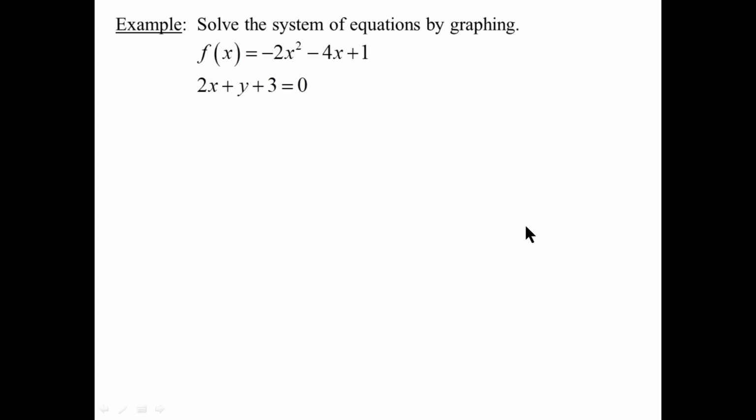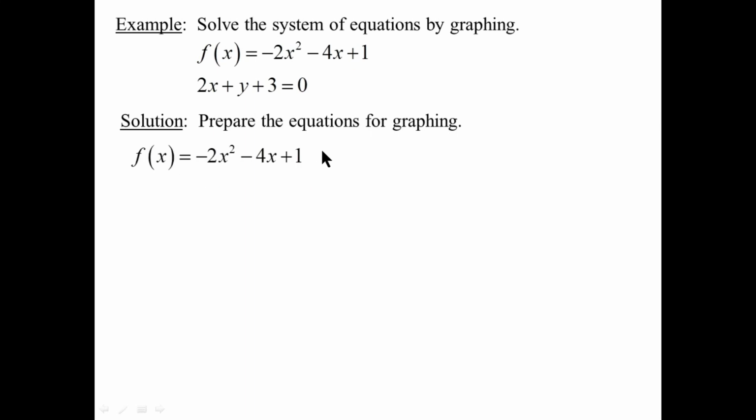Example. Let's solve a system of equations by graphing. Okay, here's our quadratic and a line, two equations that are true at the same time. Let's find out if and where they meet. Solution: prepare the equations for graphing. Let's start with the parabola.